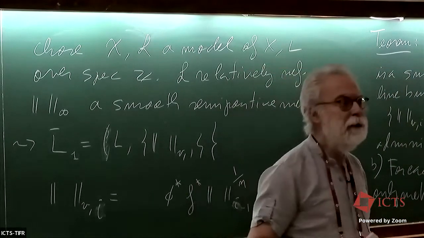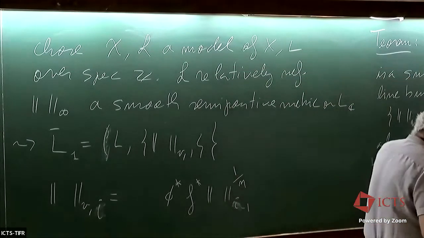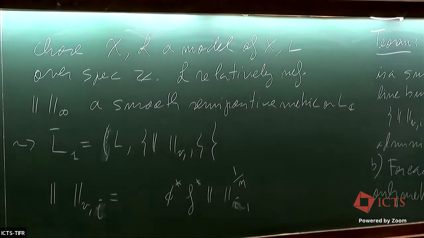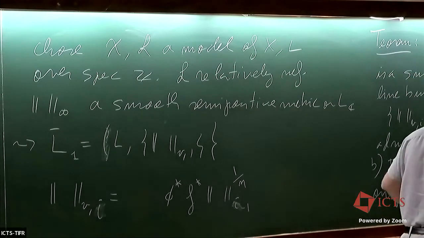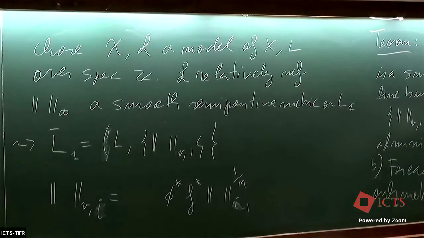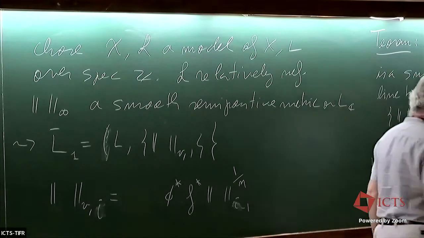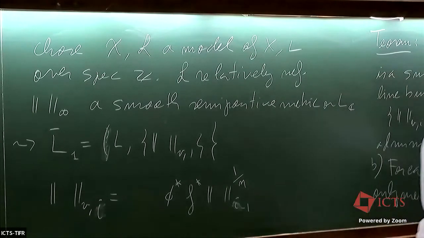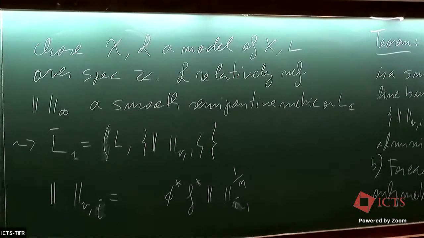So what I'm saying is that for each place, the metric that I obtain in this place is the only metric on L, in the analytic line bundle at the place v, that satisfies that this is not only an isomorphism of line bundles, but an isometry for all places.